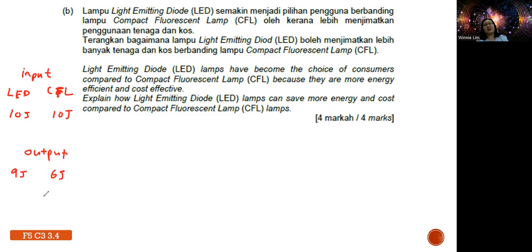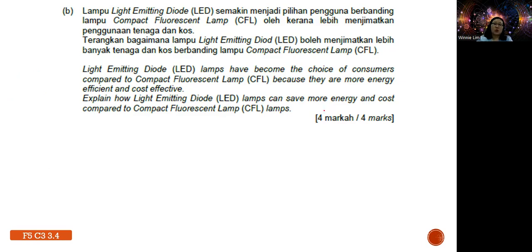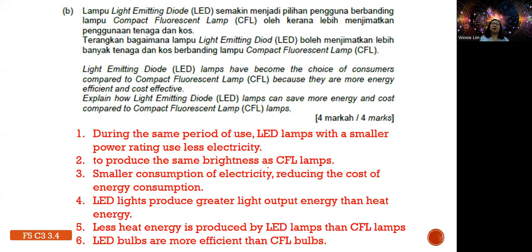Then next thing is the efficiency. Efficiency is output over input times 100%, and the LED is higher. Their lifetime is also higher. So this is how you write. Also during the same period of use, an LED lamp with a smaller power rating uses less electricity. Generally when they construct the LED, their power rating is smaller, which means they may only use 10 watt, but CFL uses 20 watt. Get the idea? To produce the same brightness as the CFL lamp. And then smaller consumption of electrical energy reduces the cost of energy consumption.